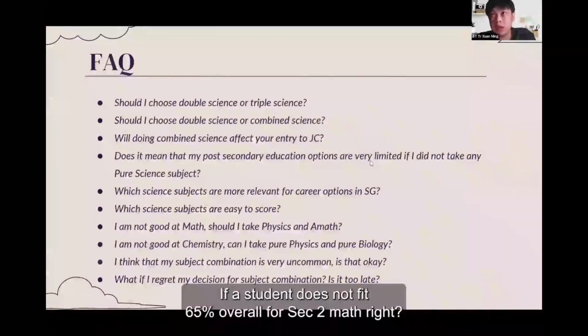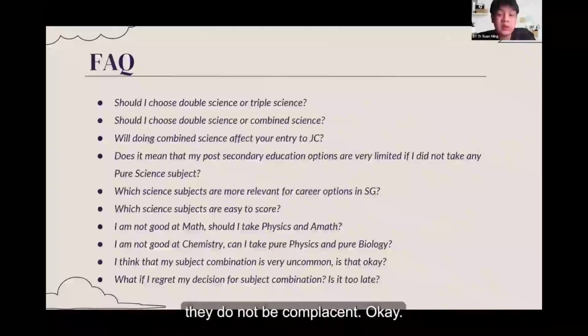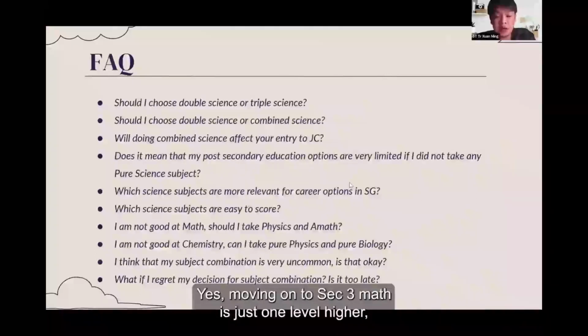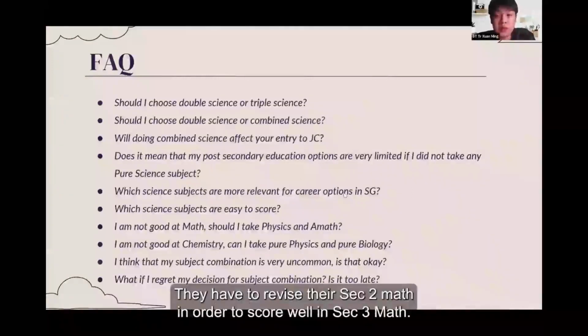If a student does not hit 65% overall for Sec 2 math, I would suggest that they do not be complacent. Even though moving on to Sec 3 math is just one level higher, they still have to do well. They have to revise their Sec 2 math in order to score well in Sec 3 math. It's a yes.